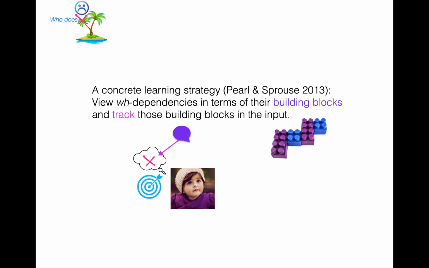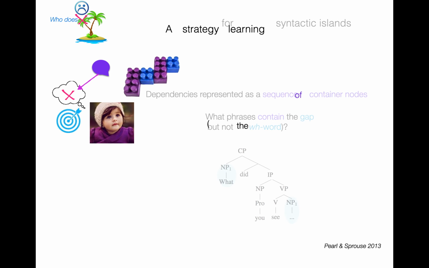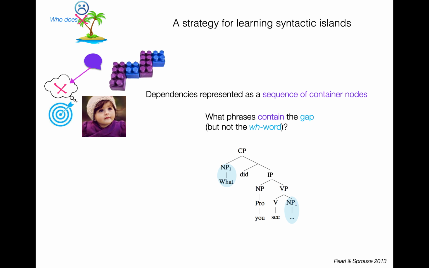So we came up with a concrete learning strategy, which is simply to view WH dependencies in terms of their building blocks and track those building blocks in the input. So let's talk a little bit about those building blocks. In particular, dependencies are represented or characterized as a sequence of what we called container nodes. So these are phrases that contain the gap right there, but not the WH word, right?